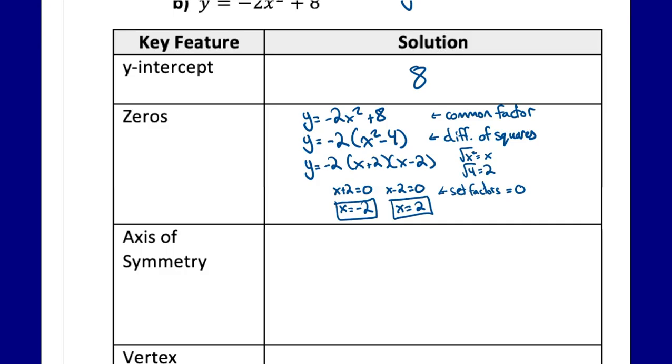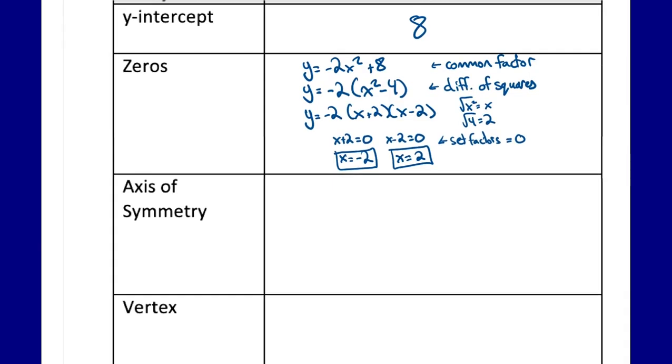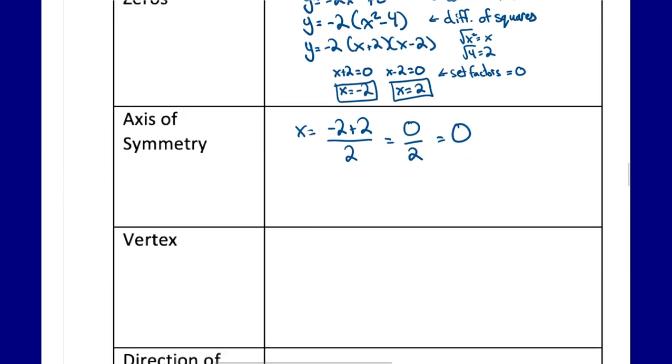For our axis of symmetry, we said, let's take our x-intercepts, negative 2 plus 2, add them together and divide by 2. 0 divided by 2 is 0. So that means the axis of symmetry is 0. It's going right through the origin, or right along the y-axis.